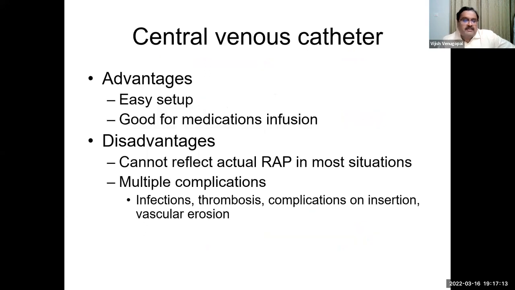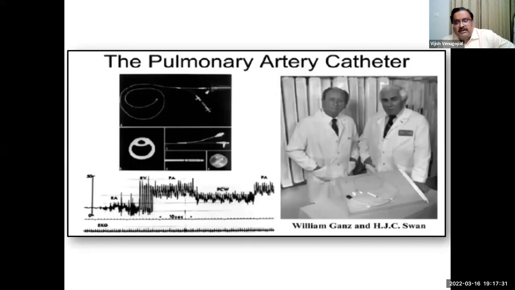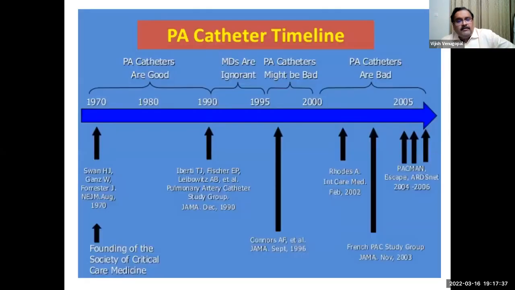So central venous catheter, the advantages are easy to set up and it's good for giving vasoactive medications. The disadvantages are it mostly does not reflect the actual RAP in most situations, and there are multiple complications like infections, thrombosis, and vascular erosions. The third thing is regarding the pulmonary artery catheter. Pulmonary artery catheter was introduced into clinical practice by William Ganz and Jeremy Swan. And they were considered as the gold standard from 1970 to around 2000.